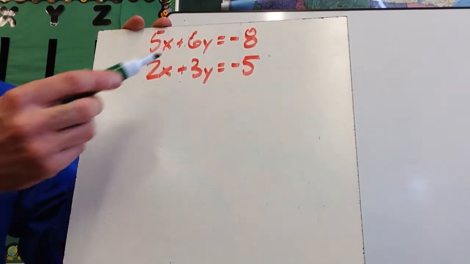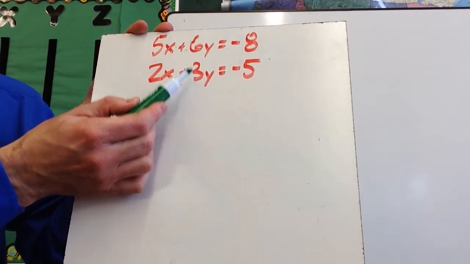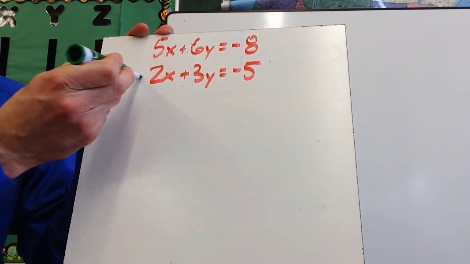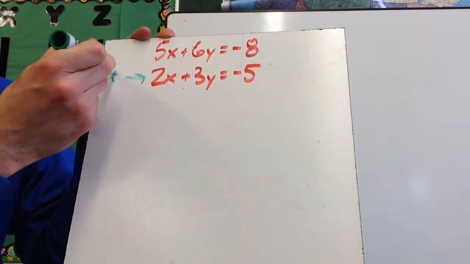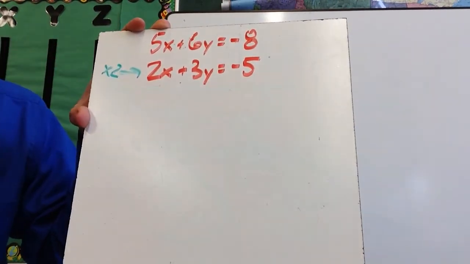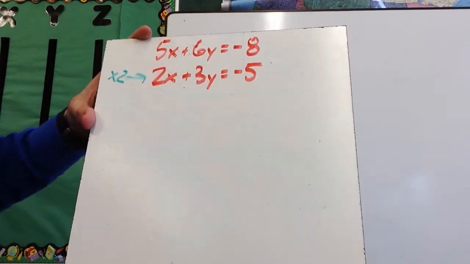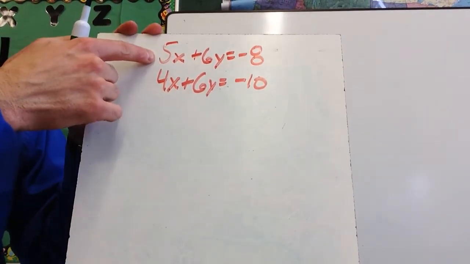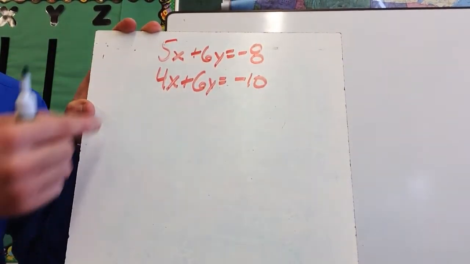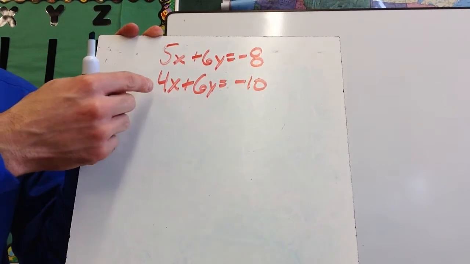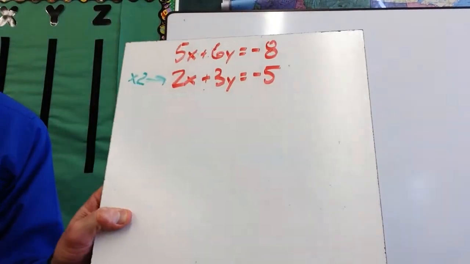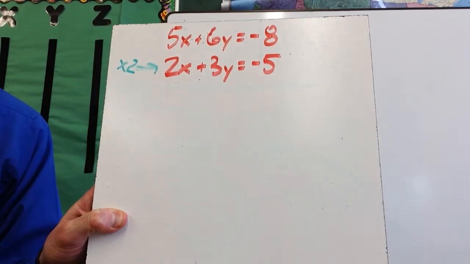And so what I'm going to try to do is get this to be a 6, and then this would be 6y, and this would be 6y, and then they'll be the same. So I'm going to end up multiplying this equation times 2. I'm going to multiply the entire equation times 2, and it should end up looking like this. So I now have, this was the original equation, 5x plus 6y equals negative 8. This is that second equation doubled, 4x plus 6y equals negative 10. I'm going to come back to the first, right? So you can see all I did was double each of those numbers.